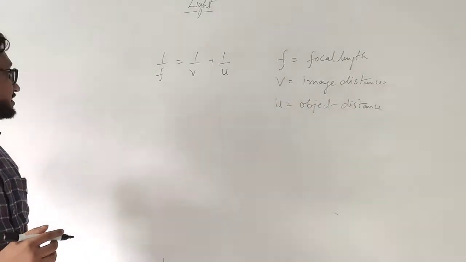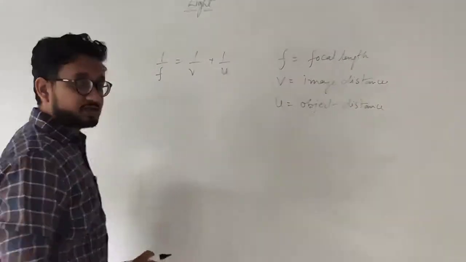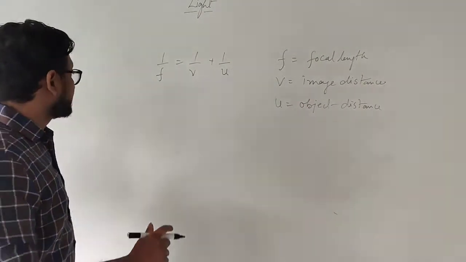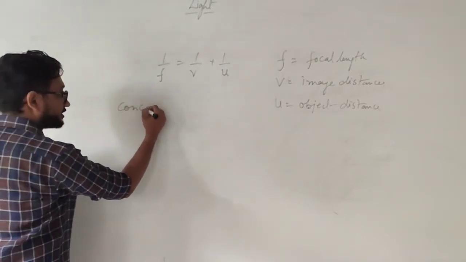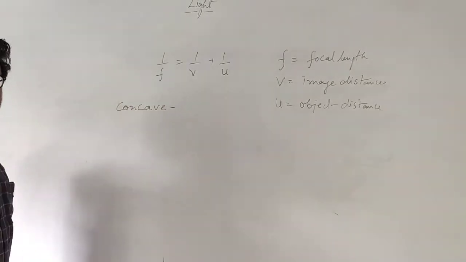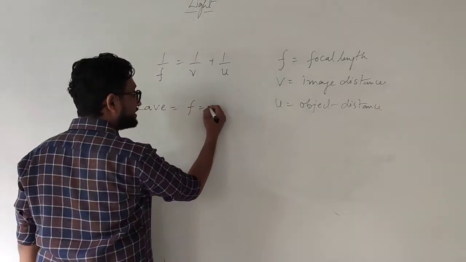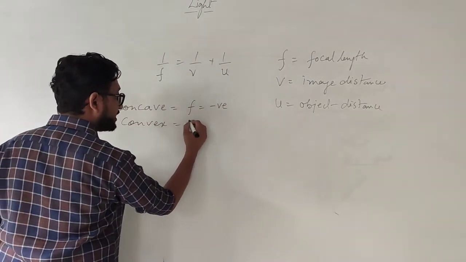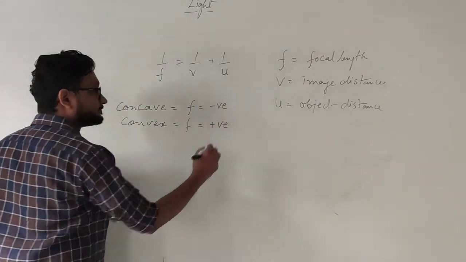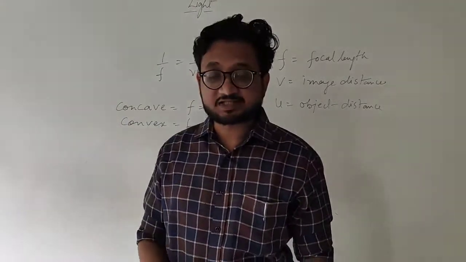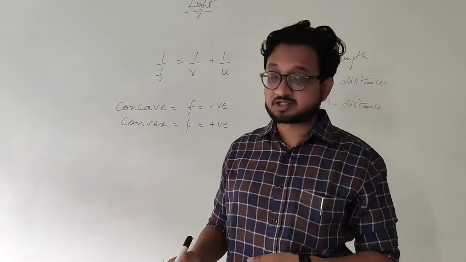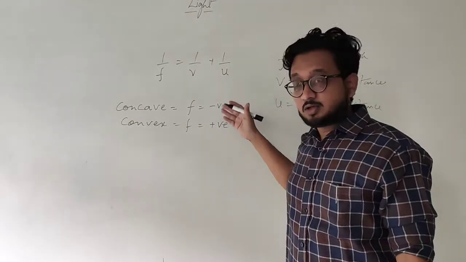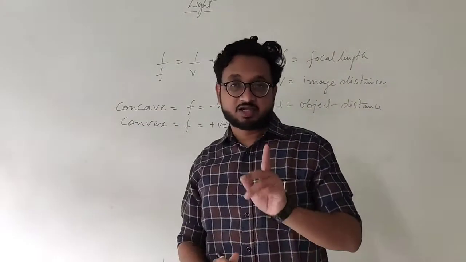Now according to the mirror, the focal length will be either positive or negative. If the mirror is a concave mirror, then focal length will be negative, and if the mirror is a convex mirror, then focal length will be positive. So whatever value of focal length is given, whether it is 10 centimeters, 15 centimeters, whatever the value is given, you have to write negative or positive according to the mirror given.